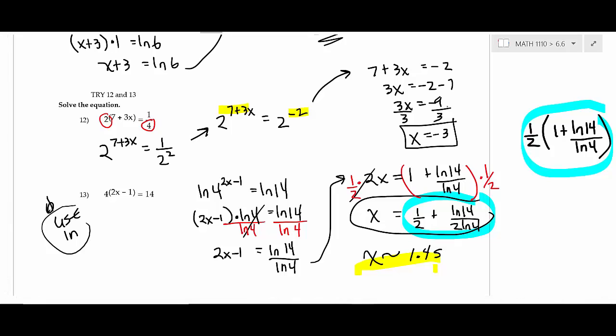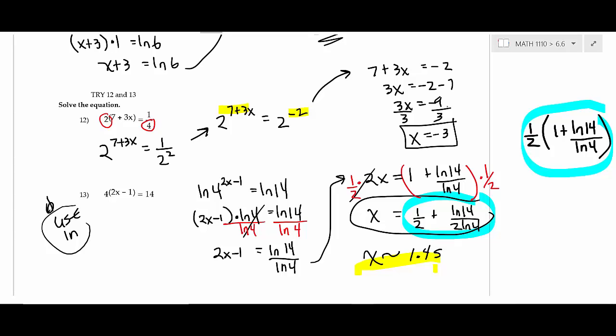Now, this is where it gets a little messy, so this is sometimes where students mess up. I'm going to move the 1 to that side. I'm adding 1 to both sides, so I now have 1 plus ln 14 over ln 4. Now you're dividing by 2. To me, instead of dividing by 2 to get a complex fraction, it's better to multiply by a half. That gets rid of the 2, and this right here is an exact answer.